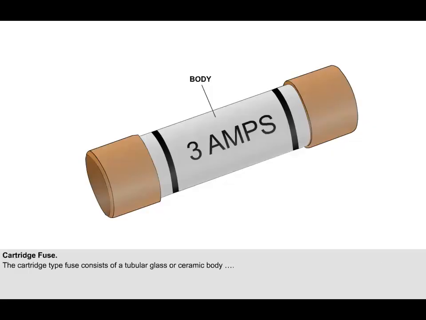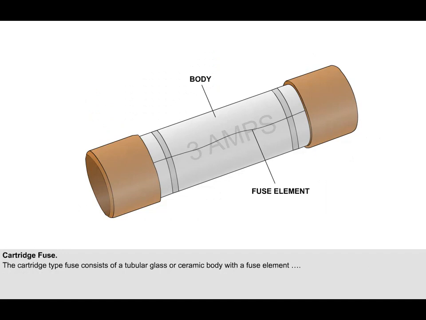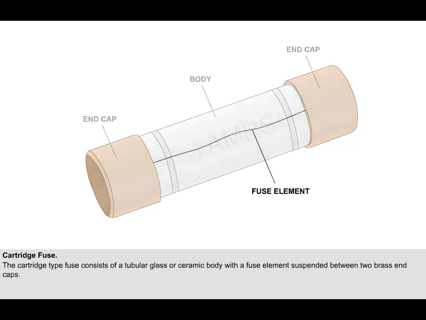The cartridge type fuse consists of a tubular glass or ceramic body with a fuse element suspended between two brass end caps. The fuse element may be made from tinned copper wire, silver wire, or electro-tinned zinc. Zinc is generally used in heavy-duty circuits.